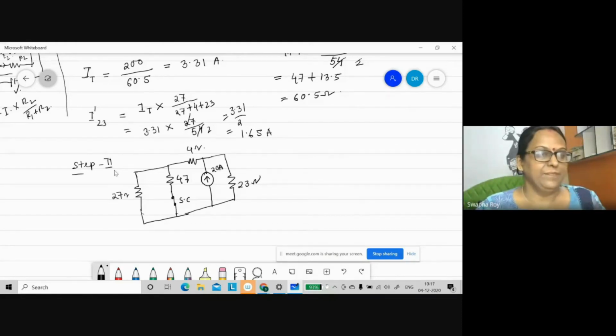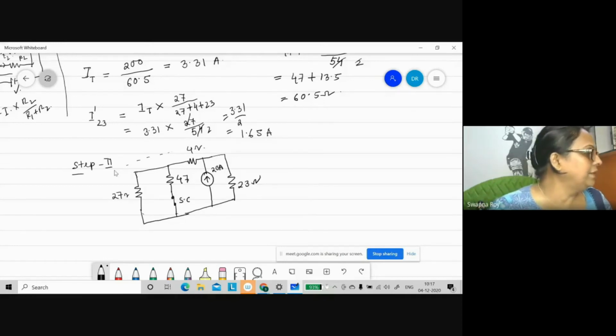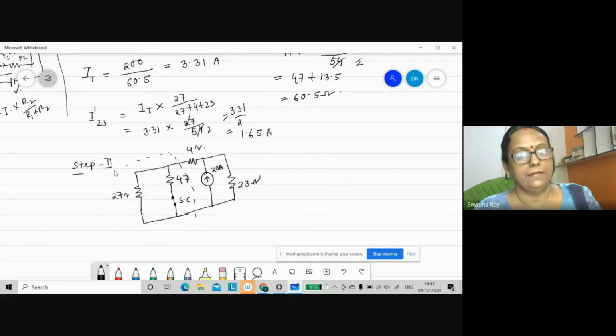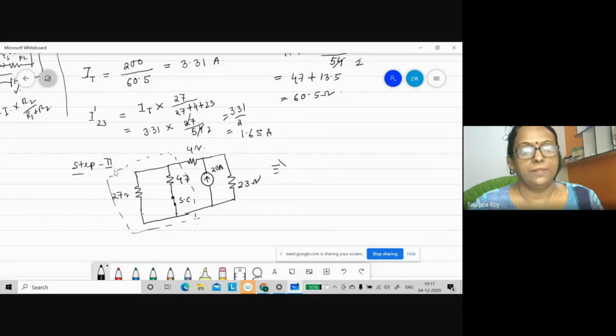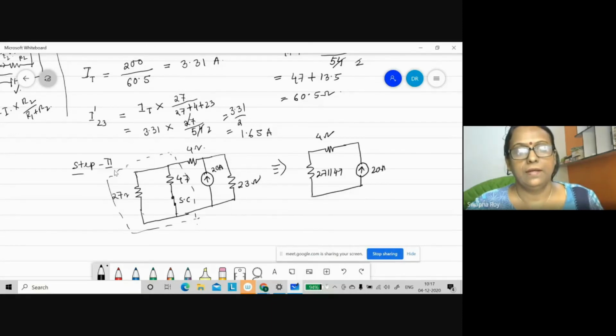Now, in this circuit, this 47 and 27 are connected in parallel, right? Yes, ma'am. They are connected in parallel. Then this one will be in series with 4 ohms. Now if you draw the circuit again, it will be a single resistance, that is 27 parallel 47 plus 4 ohms. And this is the current 20 ampere, and this is your 23 ohms resistance.